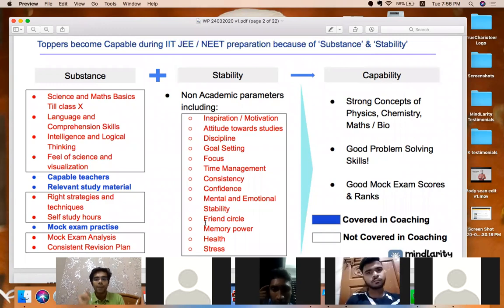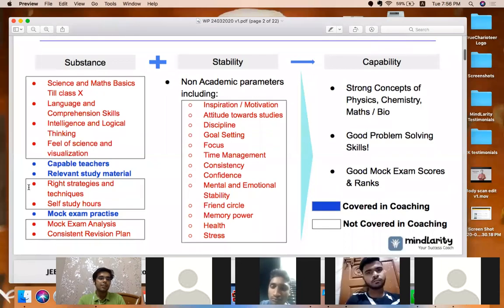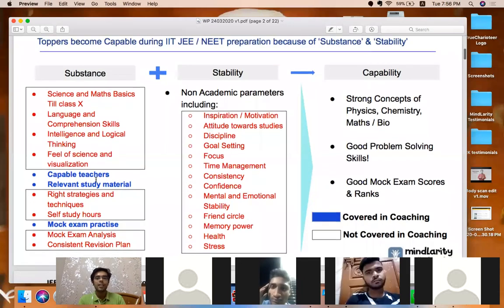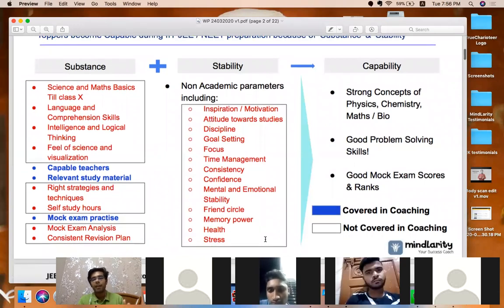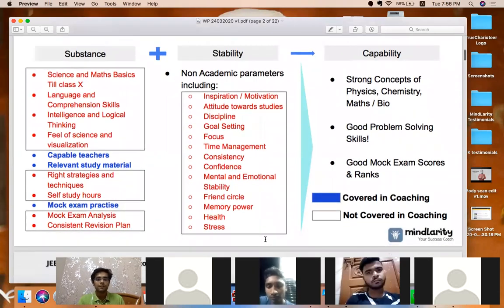If that is not happening with you, आपका concept strong नहीं रहेगा, आपका problem solving skills अच्छा नहीं रहेगा, and your exam scores and rank also won't be up to the mark. So only these three things you get in your coaching. Rest everything you are expected to manage by yourself. And if you're not good even in one parameter, it would be a challenge for you.